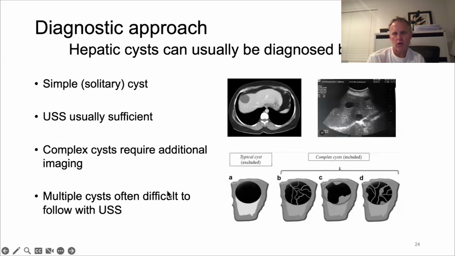What does it mean by complex? Complex means that it's got either septations within it, like you see within an orange, or it's got mural nodularity to the side of it, or a combination of both. These become difficult to characterize because the more complex the cyst is, the more likely it may actually be associated with an underlying condition that does require surveillance and/or treatment.